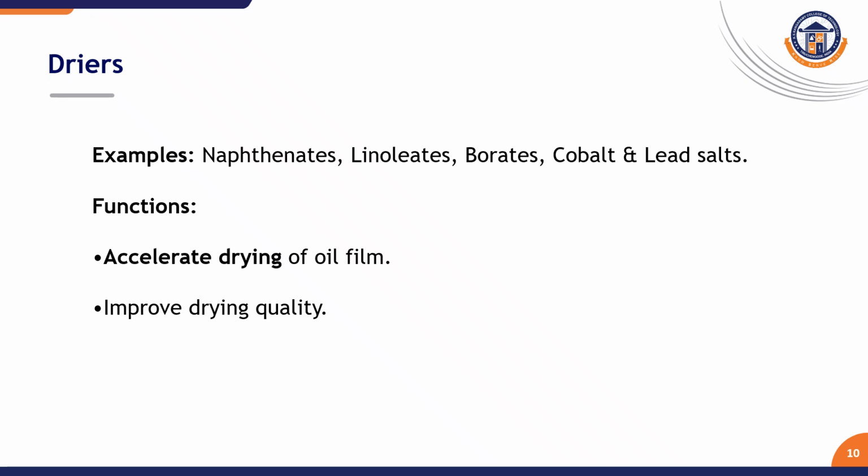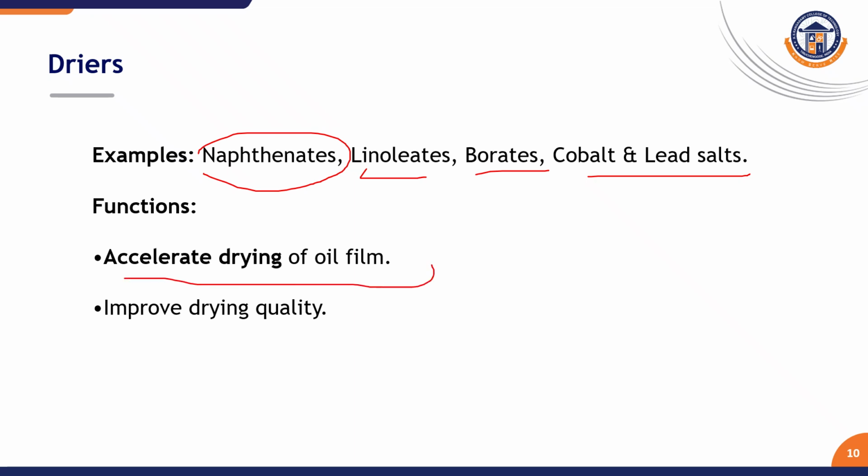And then we see about dryers. The dryers used here are naphthenates and linoleates, borates, and cobalt and lead salts. What is the function of a dryer? It accelerates drying of the oil film. So it dries the oil as soon as possible and improves the drying quality of the paint.